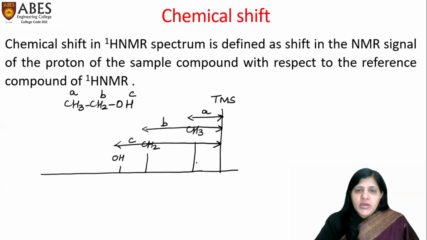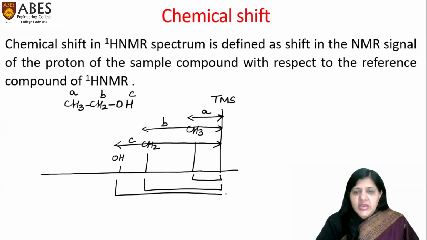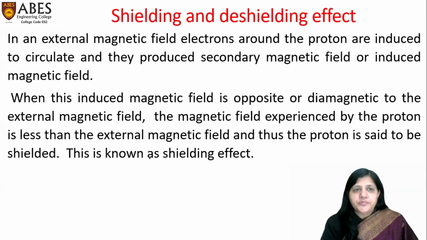Now we can see that with reference to TMS, there is a shift of signals of methyl as well as methylene protons and the hydroxyl proton. This shift in the signal with respect to the TMS is known as the chemical shift. So, all the three sets of protons have shown their chemical shift with reference to TMS. This is known as the chemical shift. Likewise, for other molecules, we can also explain this type of shift with reference to TMS.